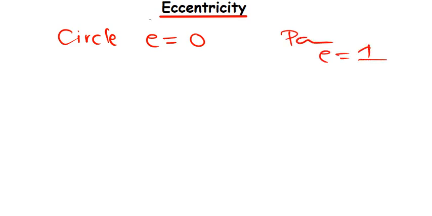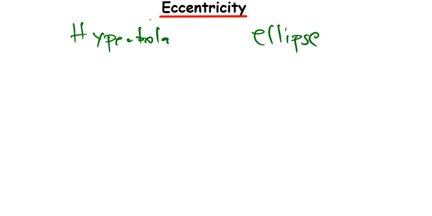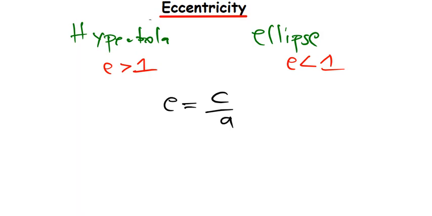Now, how do we calculate the eccentricity of the other two, a hyperbola and an ellipse? I've already given you a hint: for an ellipse, the value is always less than 1, and for a hyperbola, it's always greater than 1. The formula for eccentricity is just given by c over a.